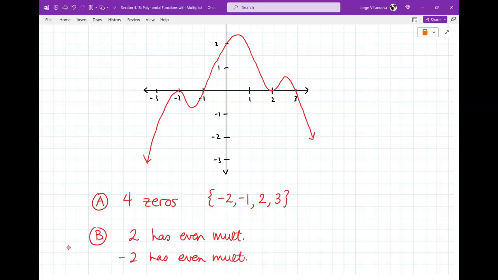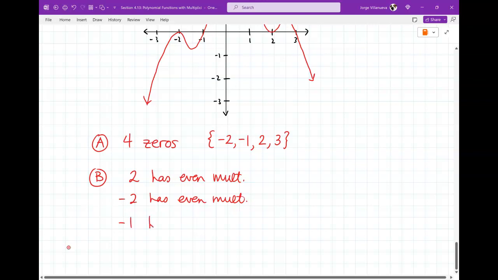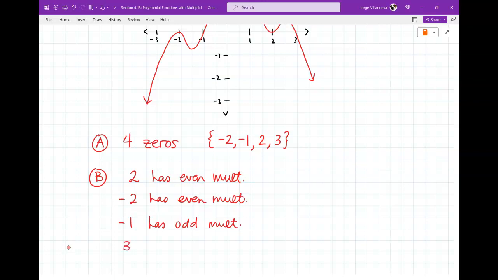All right. What about negative 1? That's odd. And I know it's odd because notice it goes through the graph, right? It didn't bounce off of it. It kept going through the x-axis. It didn't like get repelled by it and go back the other way. Okay? So negative 1 has it. What's the other answer that has odd multiplicity? 3. So there we go. So negative 1 has odd multiplicity, and 3 has odd multiplicity.